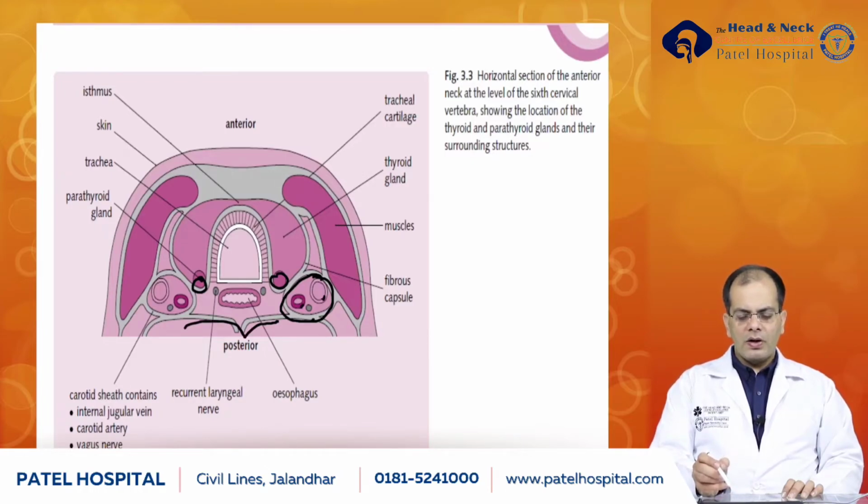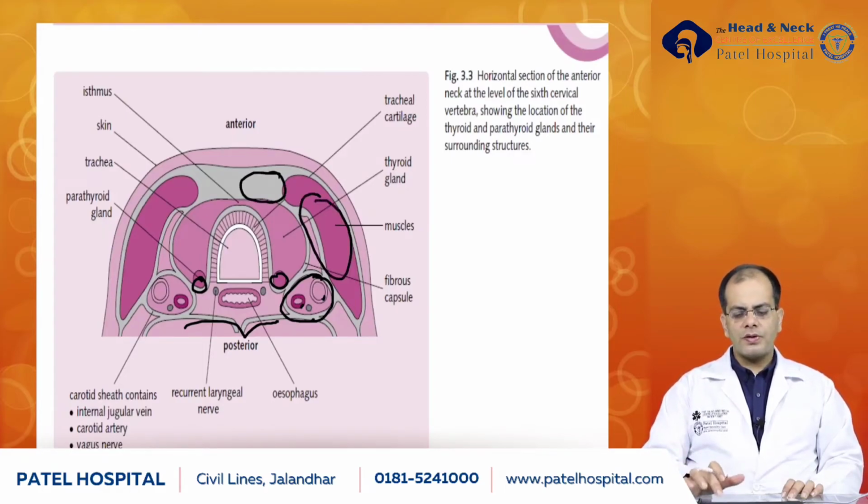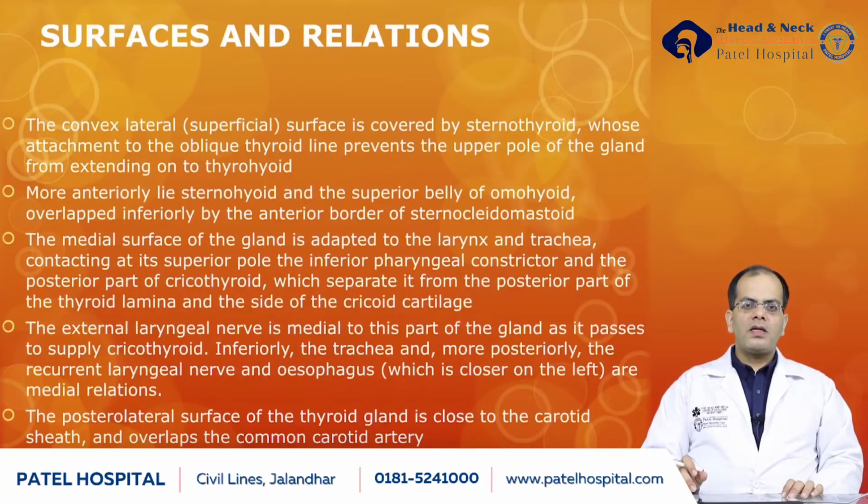It is covered on its part by the muscles. In the midline you are going to have the strap muscles and laterally you are going to have the sternocleidomastoid. There are surfaces and relations, and of course as you read this presentation you will be able to read all that. The lateral surface is covered by the sternothyroid, which is the deeper strap muscle. Superficial to the sternothyroid you have the sternohyoid.